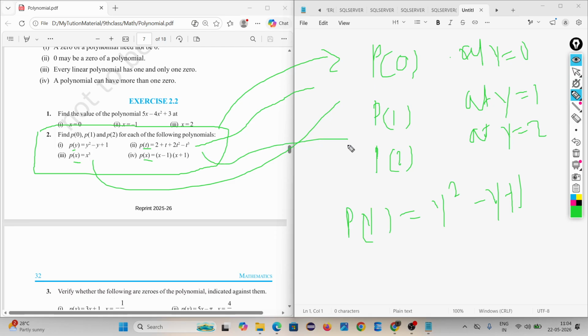Now you understand? Instead of giving the variable name equal to some value, they give it in the form of p of a value. But you have to understand this is the meaning. When y equal to 0, find the value of the polynomial p of y equal to y square minus y plus 1.